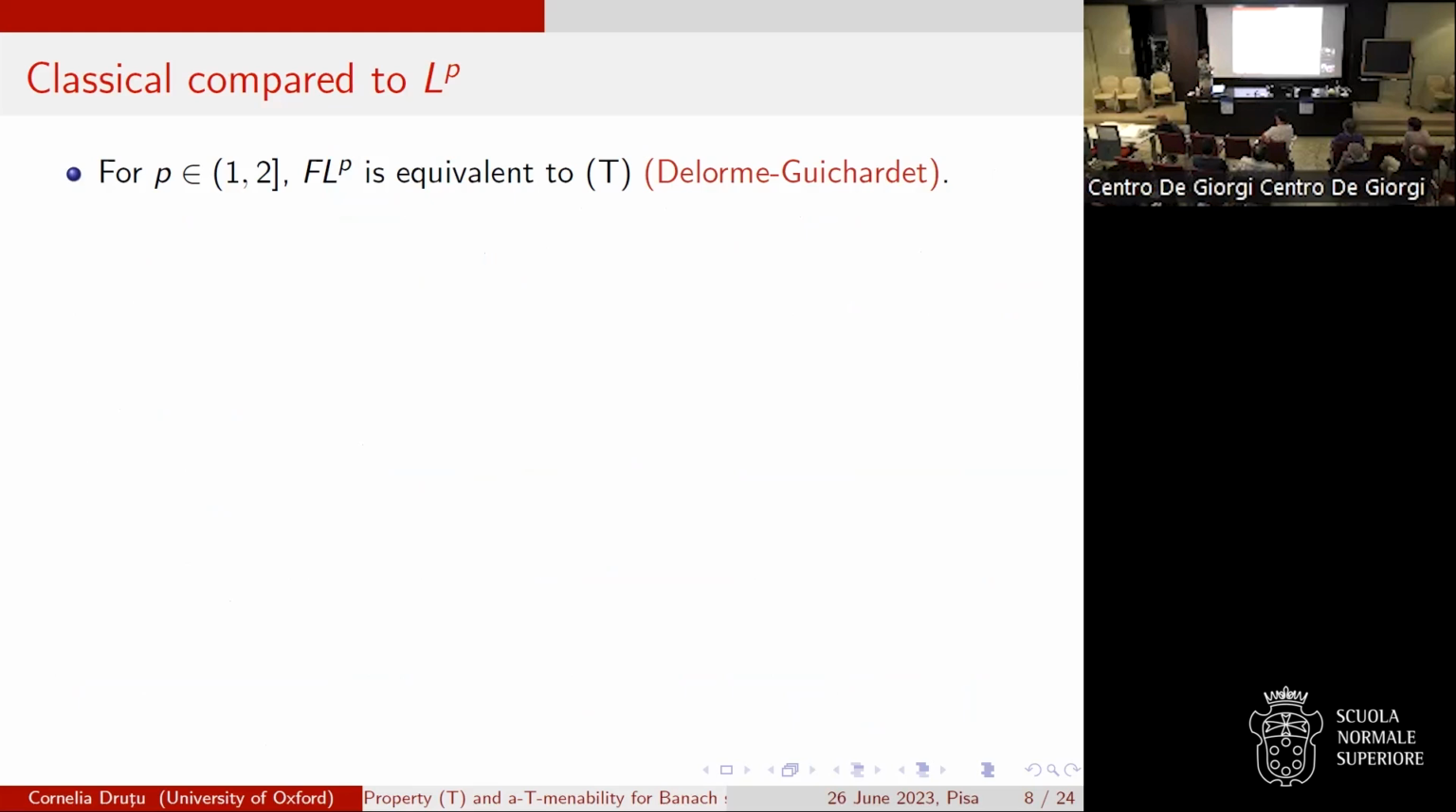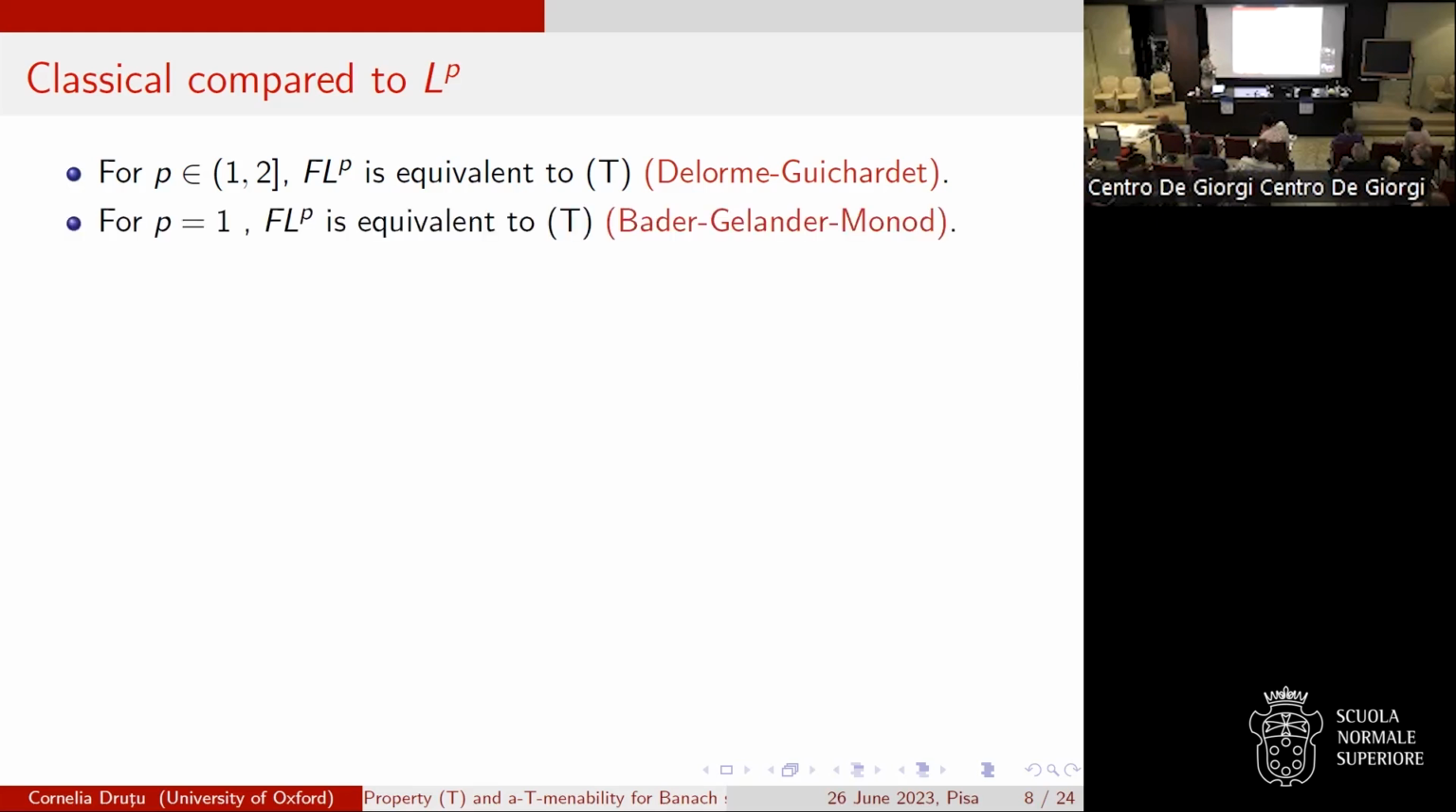Actually, for P between 1 and 2, they are equivalent. For P not 1, the equivalence is an old result of Delorme-Guichardin. For P equal to 1, it's trickier, because Delorme-Guichardin implies that T is equivalent to every action on an L1 space having bounded orbits. But because L1 is not uniformly convex, this is not a priori equivalent to the fixed point property. So there is extra work to be done, and it's actually a theorem of Bader, Gelander, and Monod.